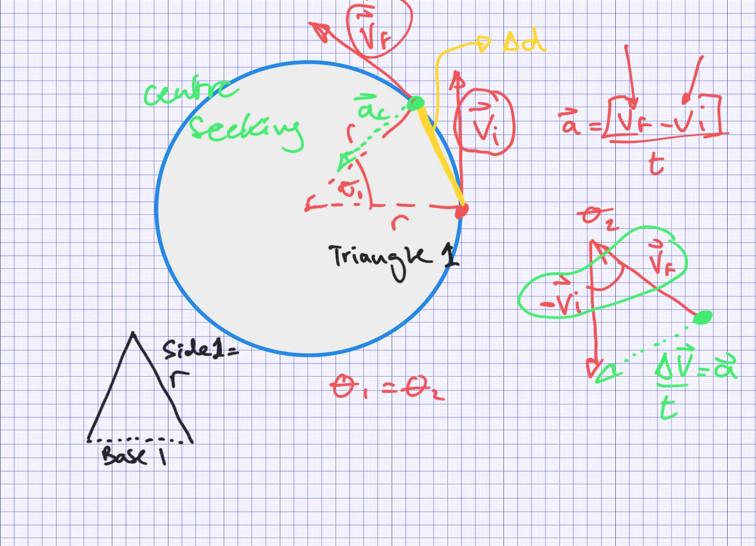The sides of these triangles are different, or we can assume they're different. One of the sides is the radius of the circle, and the other side is the speed, the magnitude of the vector, which is speed. The angles are the same. And so this is where we can use geometry to get our derivation. Okay, so in other words, let's label it. I've got triangle 1 over here. Now this is triangle 2, with the green dotted line being the base.